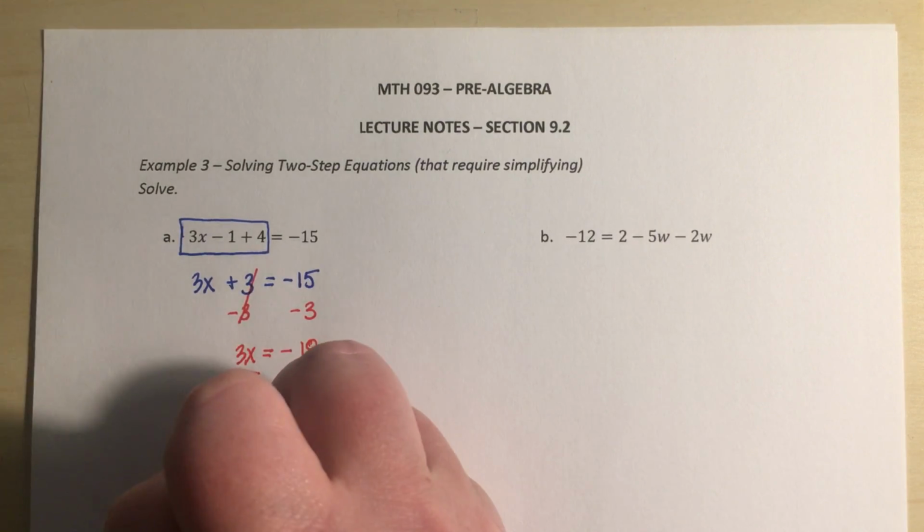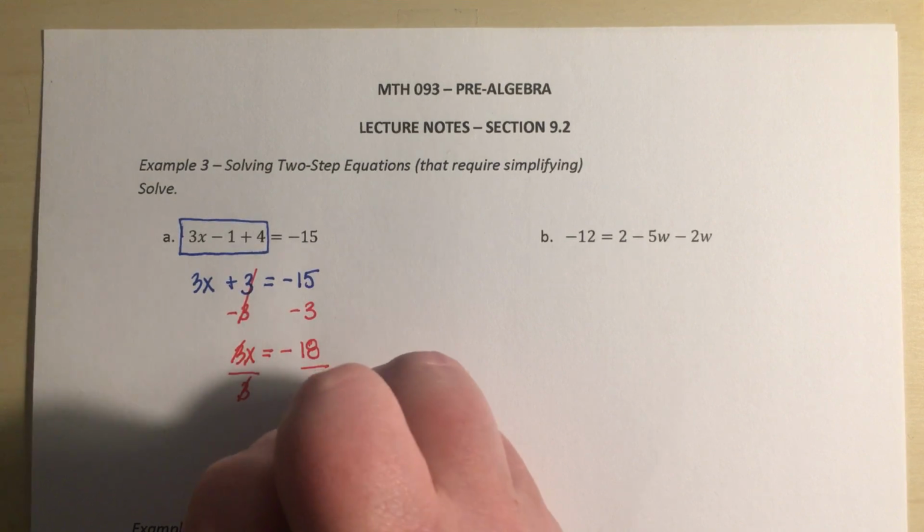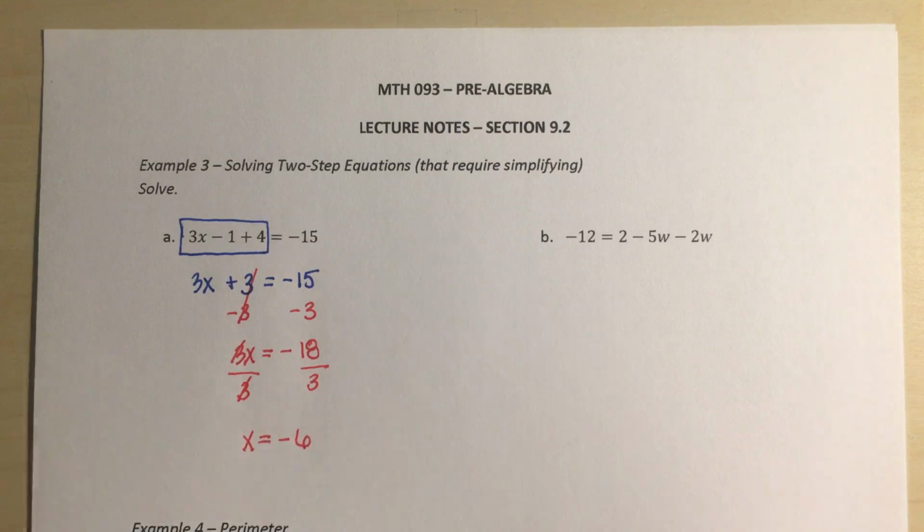Now we're going to get rid of our other 3, the coefficient, so we're going to divide both sides by 3. So x is going to turn out to be -6. Now we can go through and check these problems just like we have the ones before. The only thing we've done extra in this problem is a little bit of work at the beginning to simplify that left side of our equation.